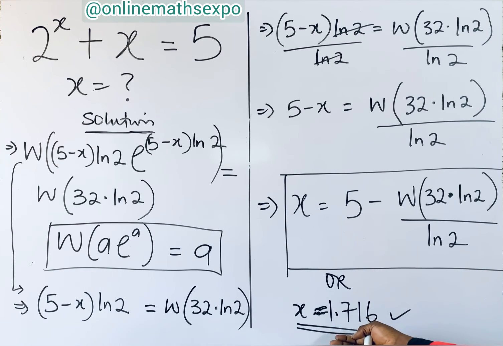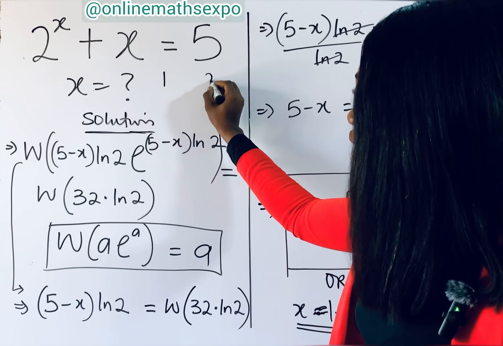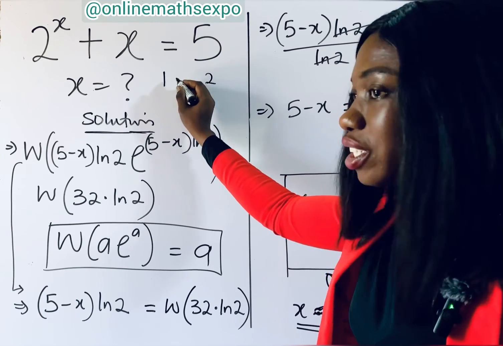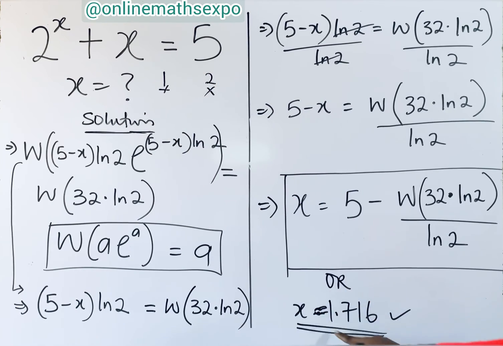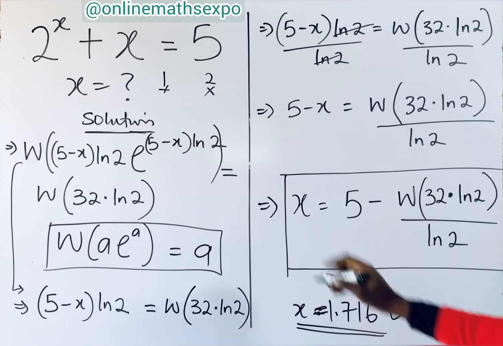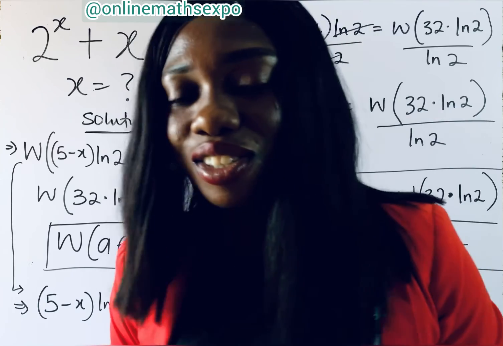And from what we stated earlier, remember we said that the values of x are between 1 and 2. It is in between. It wasn't 1 and it wasn't 2. So you see that what we got here is also a value that is in between 1 and 2. So what we have is correct. And I hope you really learned something.